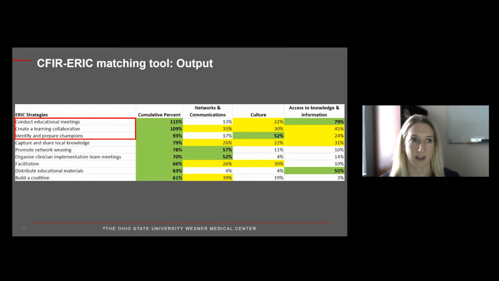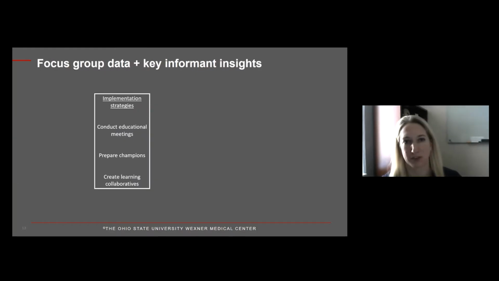So for us, we had our starting point with these 3 implementation strategies that we wanted to deploy at Ohio State. And those implementation strategies are listed here in this box. But we also wanted to vet these strategies and potentially find additional strategies that our practitioners felt would help them use the 2 standardized assessments that we were interested in implementing.